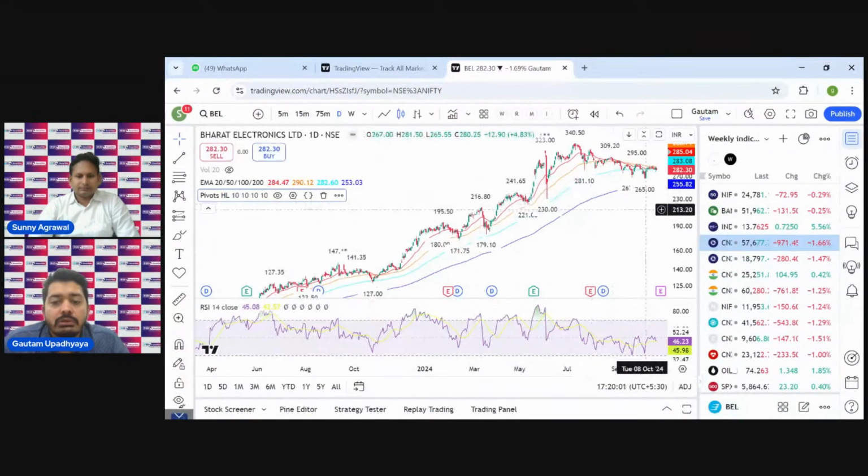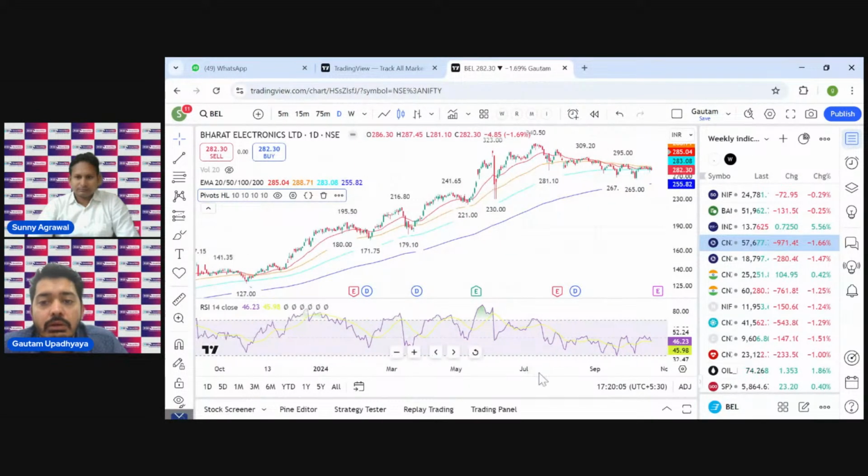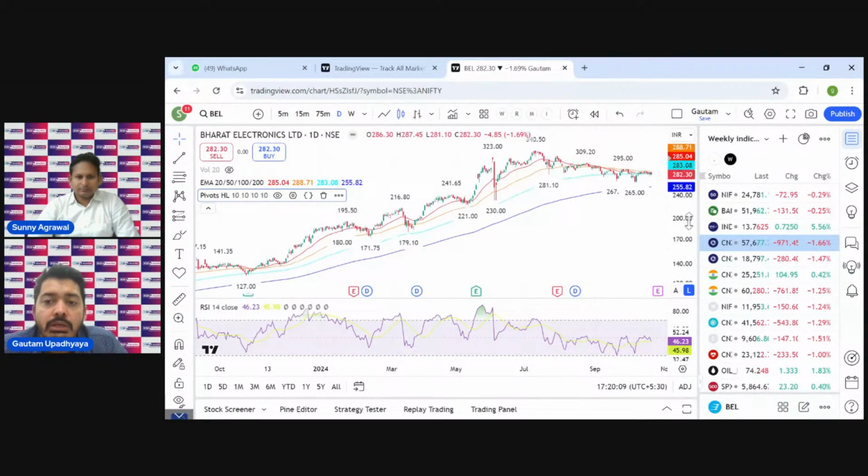So Bharat Electronics, if you see, the stock after hitting a high of 340 has witnessed a pullback on the downside and is currently trading at 282 levels. This is in line with the correction that we are seeing across the sector in the PSU space. But BEL, Bharat Electronics, is definitely a counter for the longer term. From a reversal perspective, currently it is at 282, and the previous swing high is 295 levels.